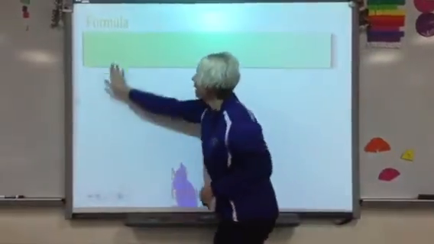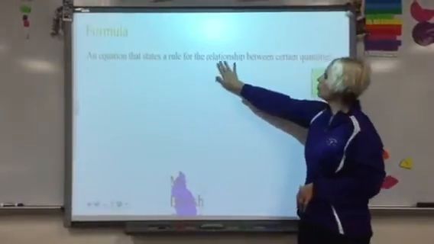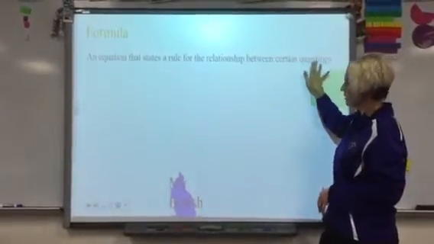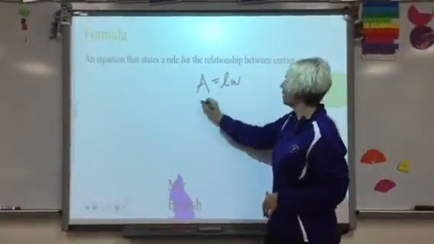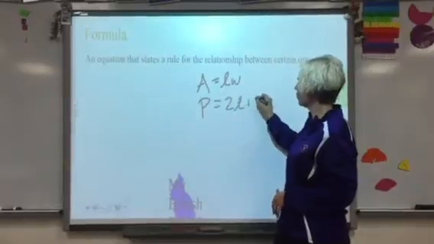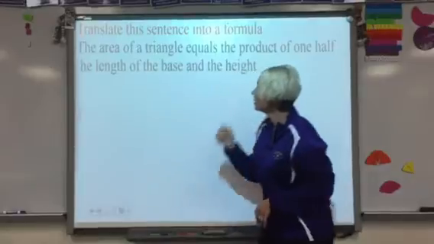All right, our first vocabulary here is formula. And a formula is an equation that states a rule for the relationship between certain quantities. Some very popular formulas are an area formula. We have perimeter here, and these are both of a rectangle. There are many formulas that we're going to be working with.